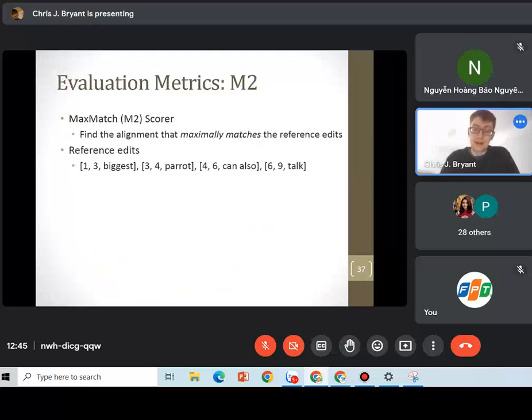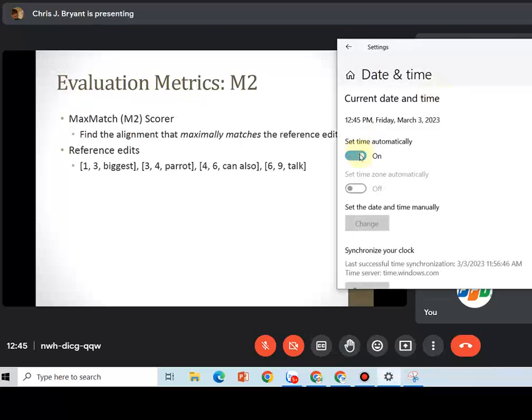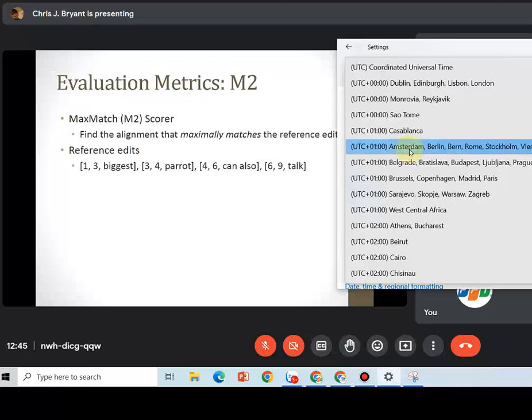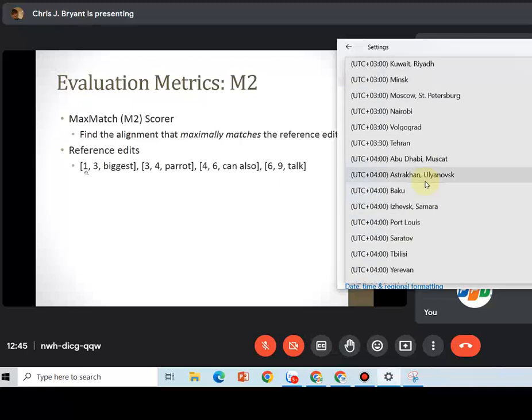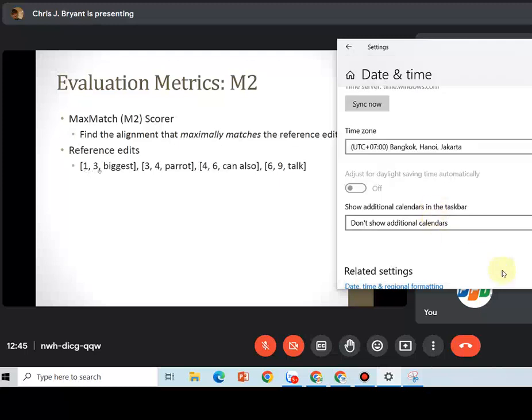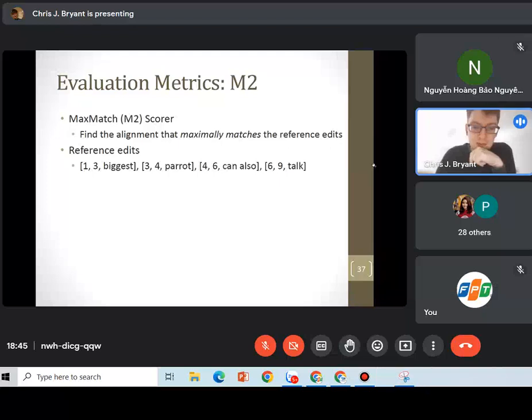Now, the first way of solving it is by using something called the M2 scorer, which is one of the most popular evaluation metrics. And effectively, it tries to find the alignment that maximally matches the reference edits. So if we know that a human edited the sentence specifically in this way, so they changed the words 1 to 3 to biggest, 3 to 4 to parrot, and so on, then we can try and find the alignment that maximally agrees with what a human did.